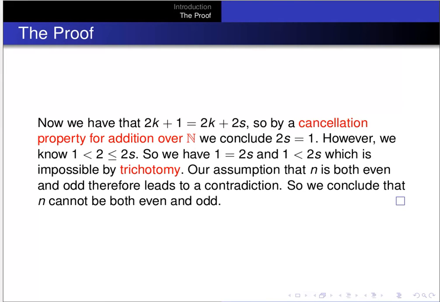So our assumption that n is both even and odd leads to a contradiction. And so we conclude that n cannot be both even and odd. So we proved in step 1 that every natural number is either even or odd. And then we have completed the proof here in step 2 by showing that no natural number n can be both even and odd. And that finishes the proof.